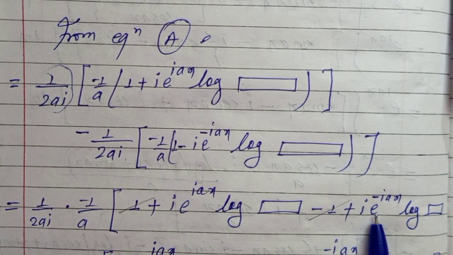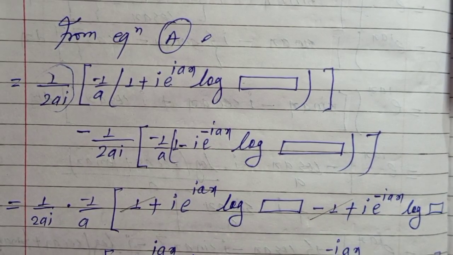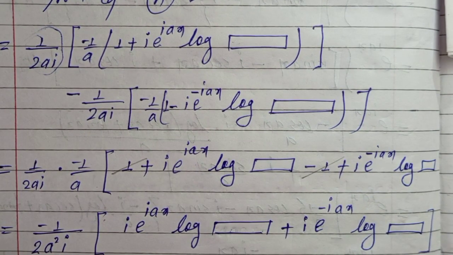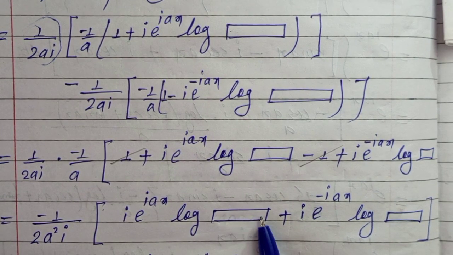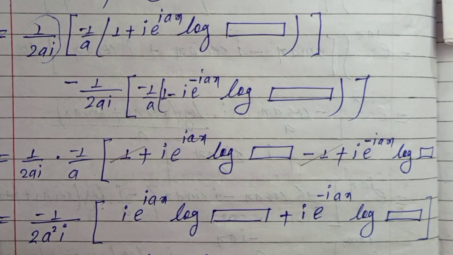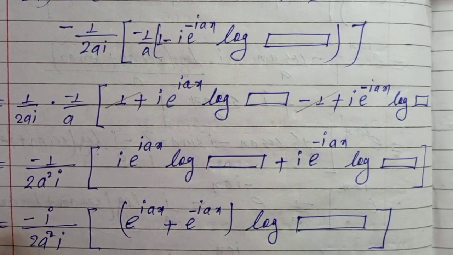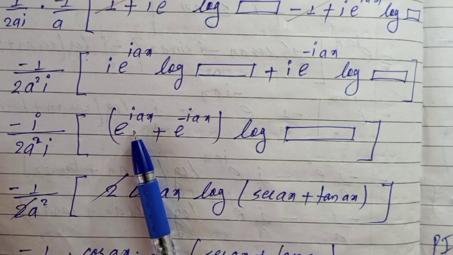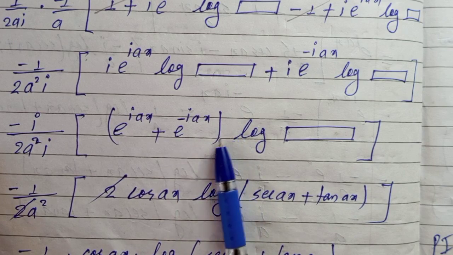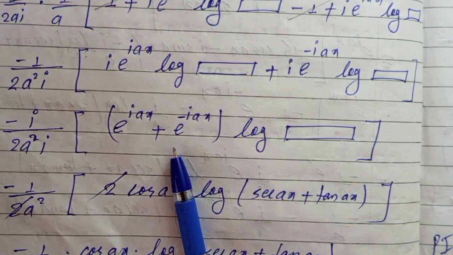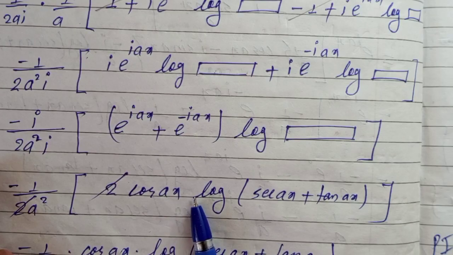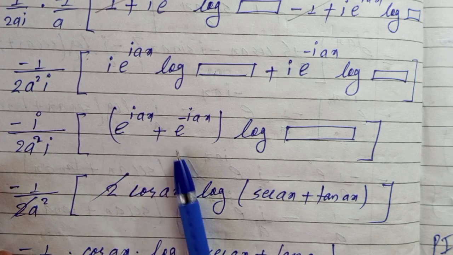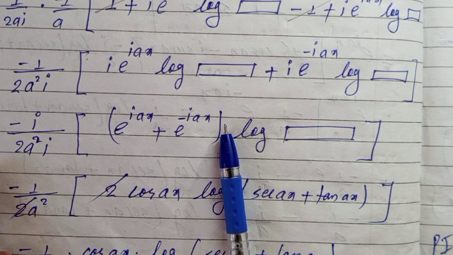From this, on solving, 1 and 1 are going to be cancelled, and we can see these two are left behind. So here log and the bracket value are same, so we'll take that common. So taking common, we're going to get this form, and again here we'll put the value of e to the power i ax plus e to the power minus i ax from the Euler theorem. So on solving both, we're going to get 2 cos ax. Means we put the value of e to the power ix plus e to the power minus ix.